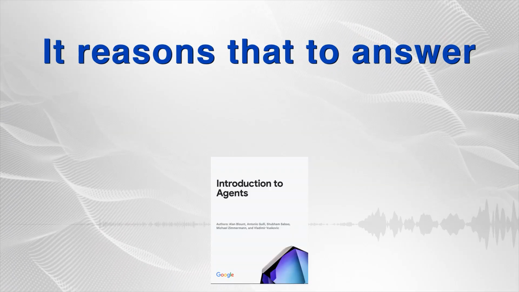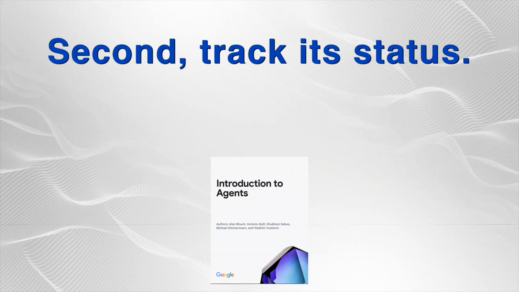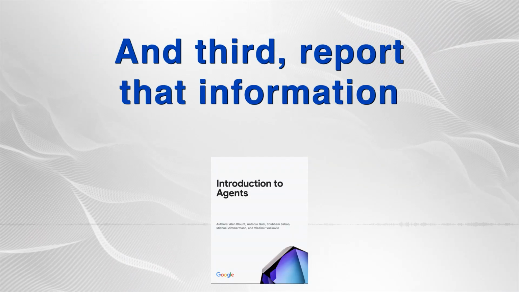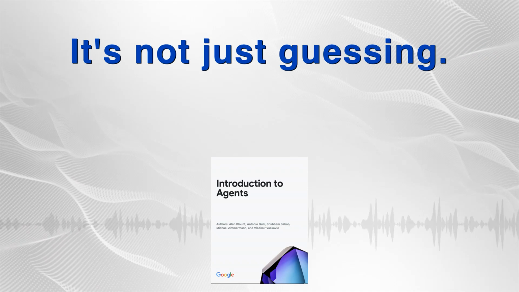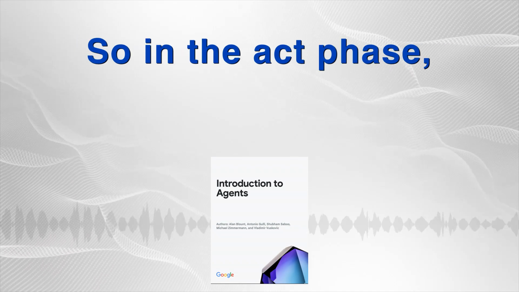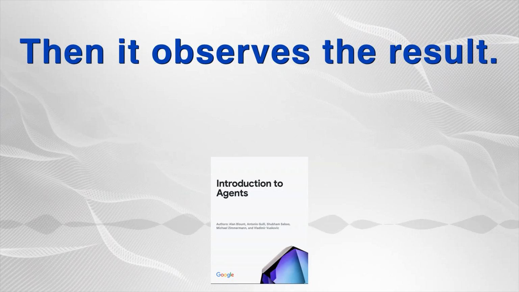It reasons that to answer fully, it needs a plan. First, identify the order. Second, track its status. And third, report that information back. That structure is important. It's not just guessing. So in the act phase, it starts with step 1. It calls the find order tool with the order number. Then it observes the result.